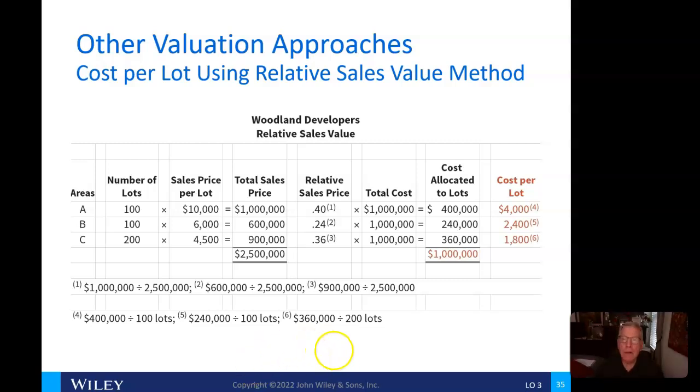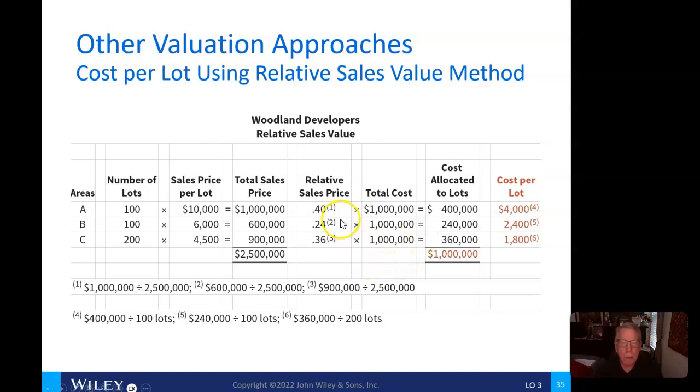When we left off, we were looking at Woodland Developers and how they use relative sales value to determine their cost per lot. Here we have our number of lots, the selling price per lot, and the total selling price. Now we simply take a percentage of areas Alpha, Bravo, and Charlie as a percentage of 2.5 million. That gives us 40%, 24%, and 36%, which of course will always add to 100%.